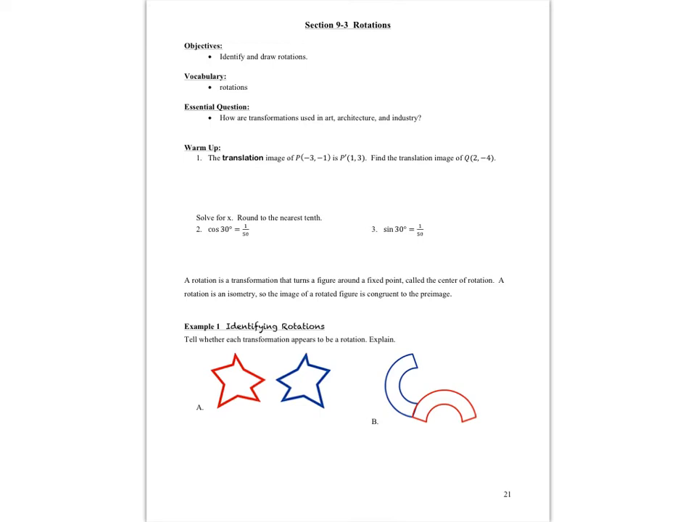We're going to be taking a look at the third type of transformation that is an isometry, and that type is rotations. Our objective is to identify and draw rotations, our vocabulary is rotations, and our essential question is how are transformations used in art, architecture, and industry? So let's start by taking a look at our warm-up questions.